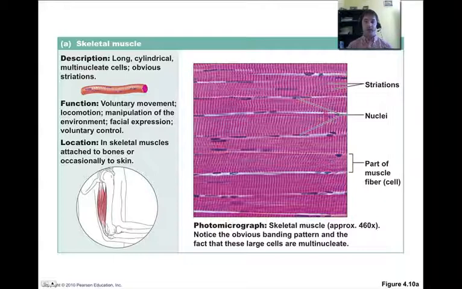So we've got these long cylindrical multinucleate cells. You can see all these individual nuclei kind of pushed off to the side. And they have these obvious striations that are made up by the muscle fibers.